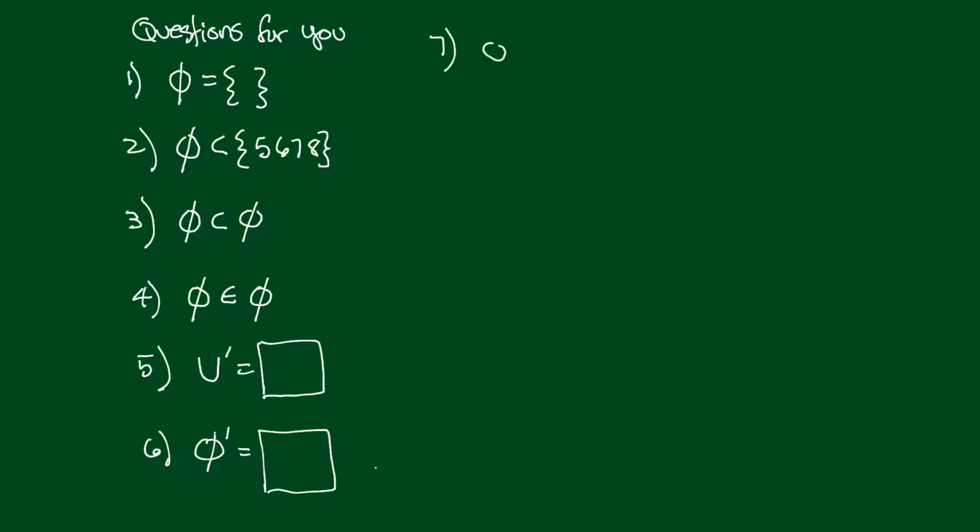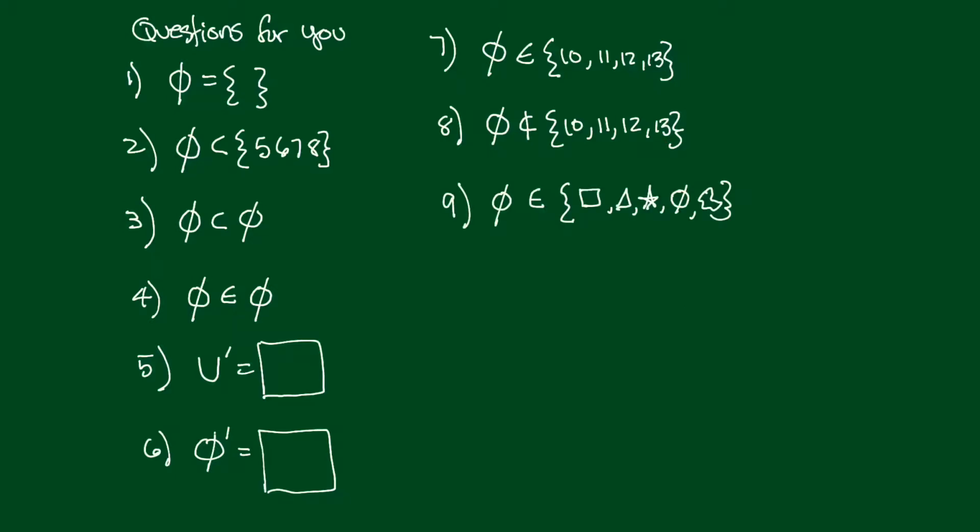Here's a true-false. The empty set is an element of 10, 11, 12, 13. True or false? Number 8 says this one, true or false, the empty set is not a subset of this set right here. Empty set is not a subset of this. True or false? Here's number 9. What do you think? True or false? The empty set is an element of this set right here. The empty set is a member of that collection.